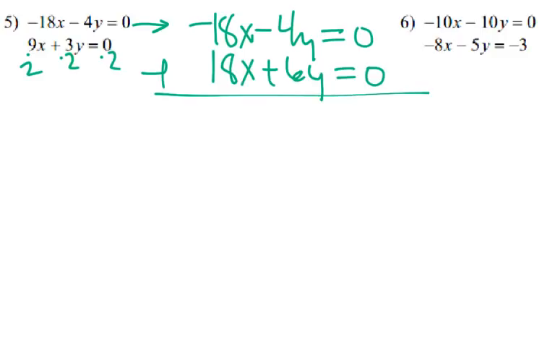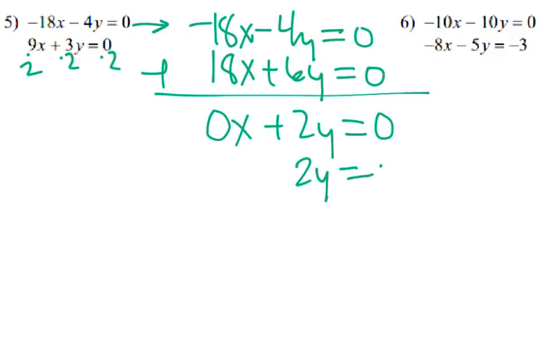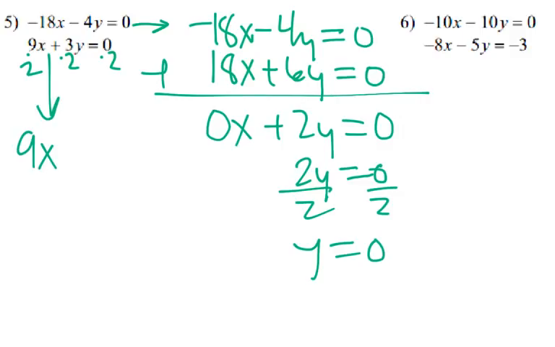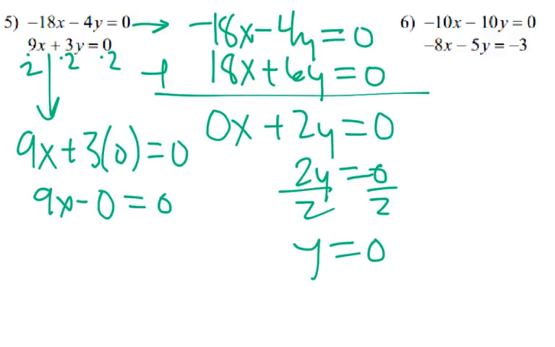Now we can add them, because negative 18 plus positive 18 is 0x. Negative 4 plus 6, 2y, 0 plus 0. So 2y equals 0, divide by 2, and y equals 0, which is alright to have. Then we go 9x plus 3 times 0. 3 times 0 is 0, so 9x equals 0, divide by 9, and x equals 0.